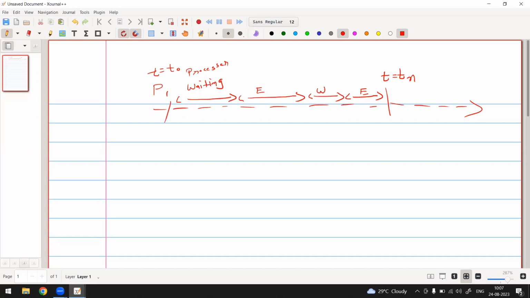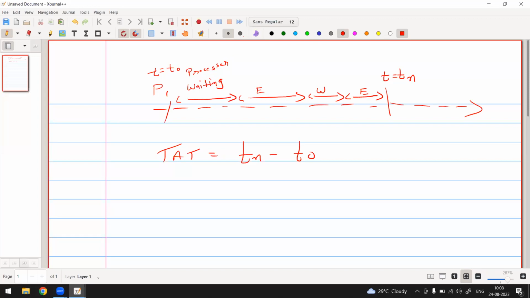So when we say what is turnaround time, in the turnaround time, you have to calculate each of these time intervals. So turnaround time is basically Tn minus T0. That's it. Tn minus T0. So it includes the execution time, obviously, plus it also includes any kind of waiting that the process has to do, right?